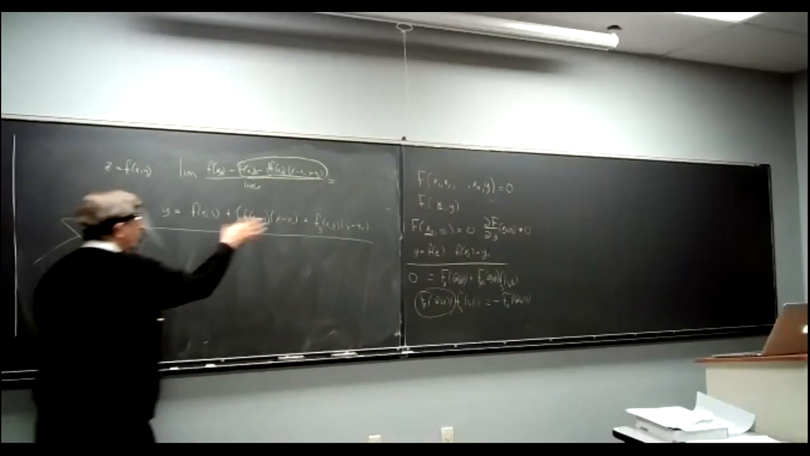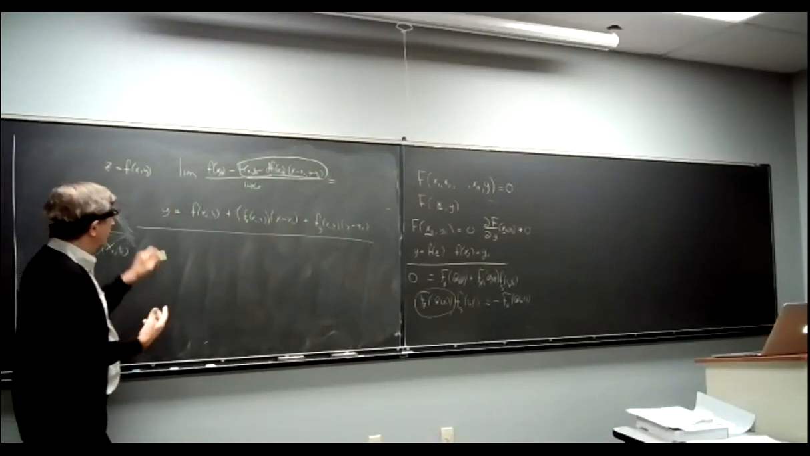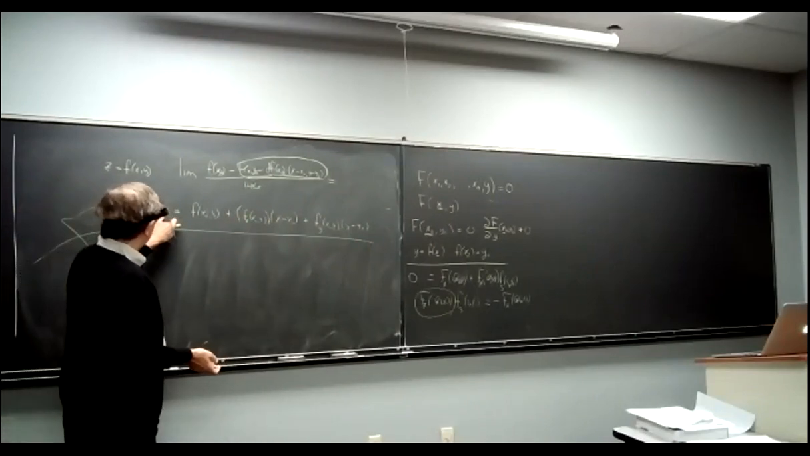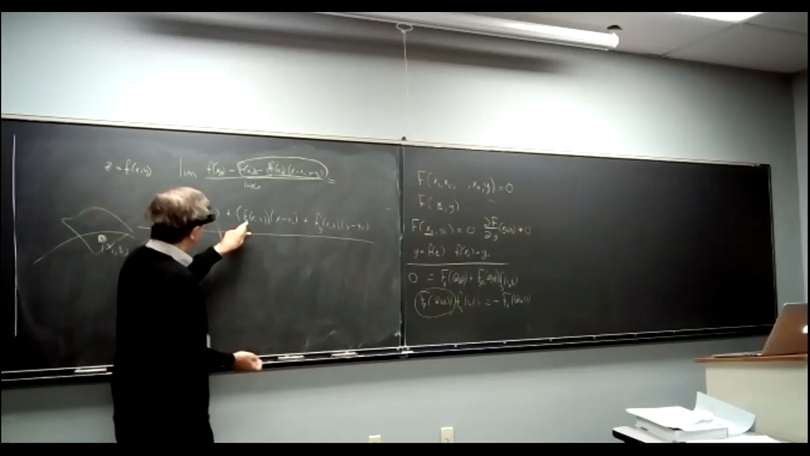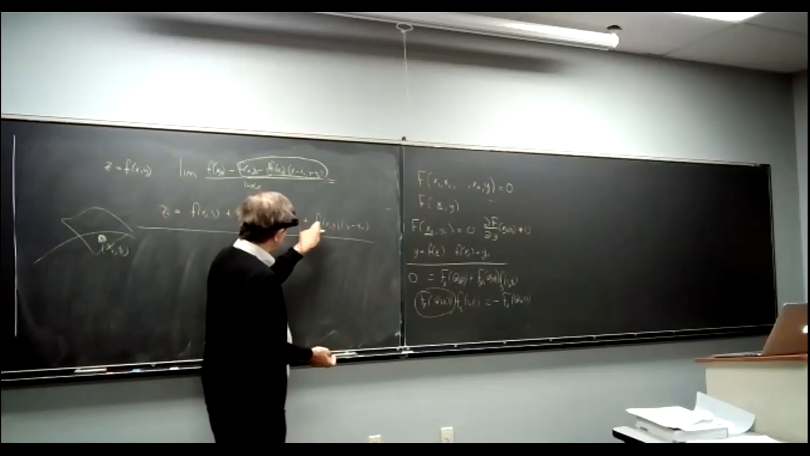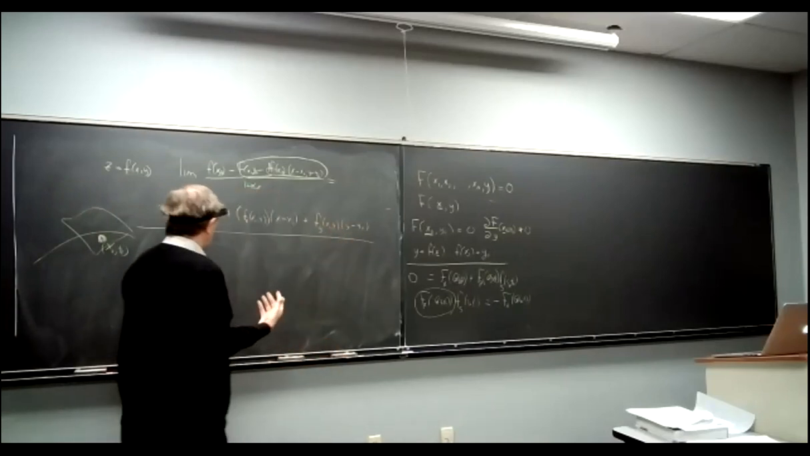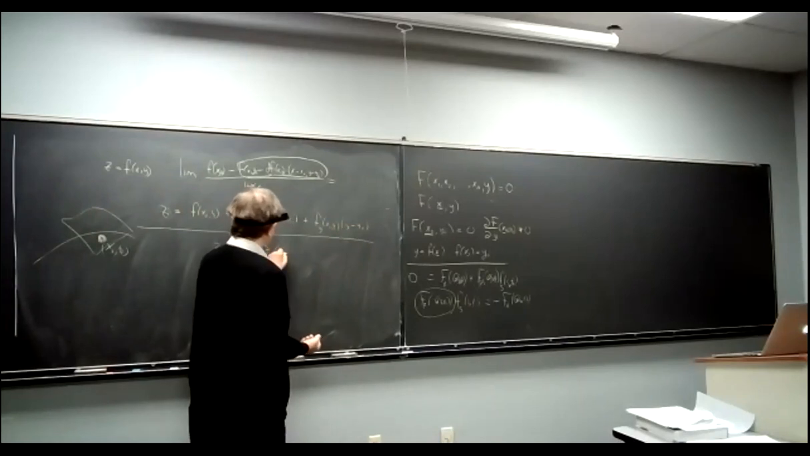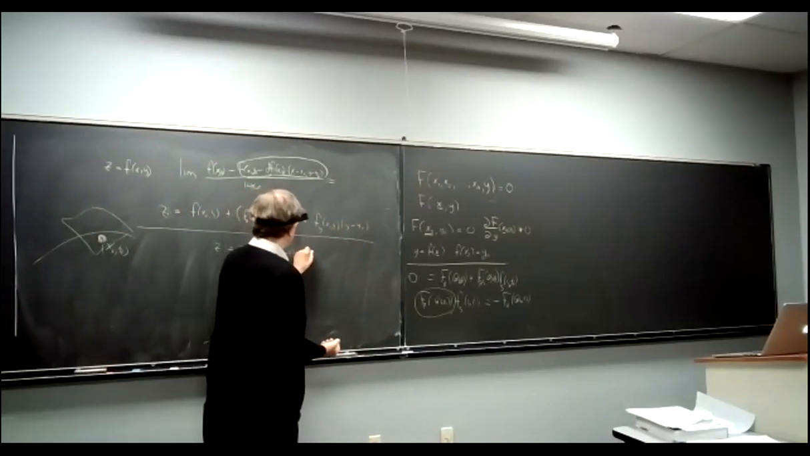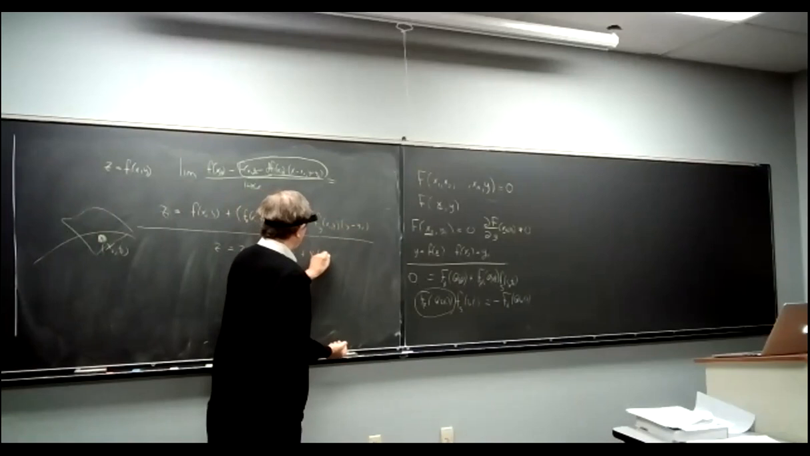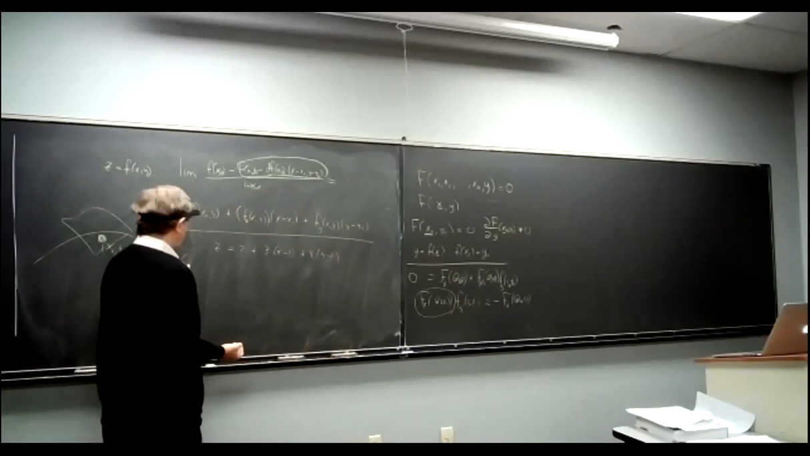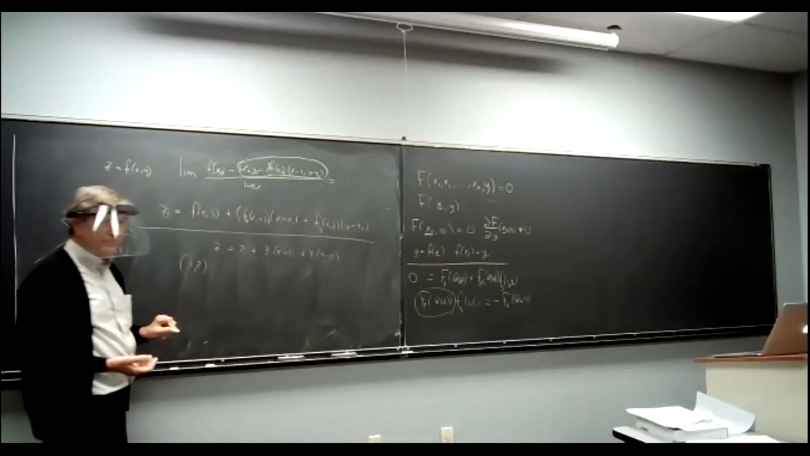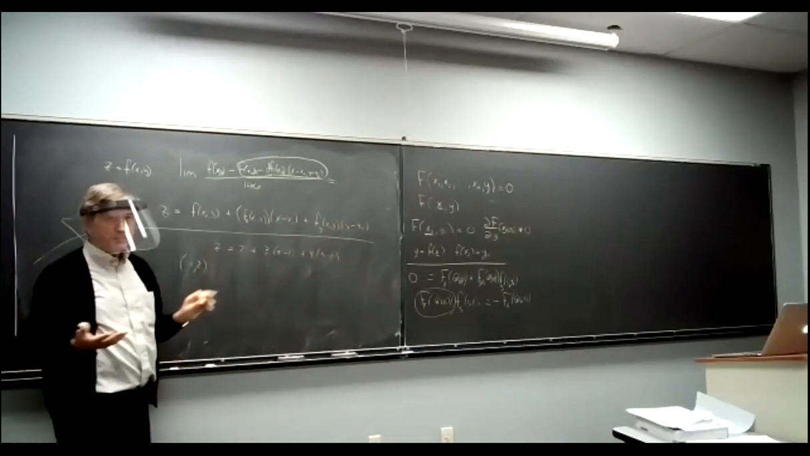You plug the numbers in, and what you'll get in the end is y. This should be z, sorry. Z is, this will be a number, x minus x naught. This will be a number, y minus y naught. So you might get something like z equals 2 plus 3 times x minus 1 plus 4 times y minus 2. That's if you're trying to do things at 1, 2. And that's the equation of the tangent plane.